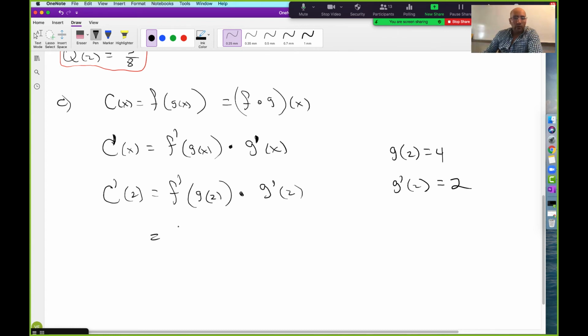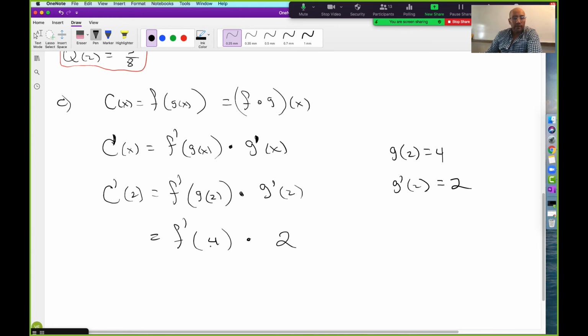Okay, so then this is going to be f prime of g of 2, which is a 4, times g prime of 2, which is a 2. And now we need this. What is the slope of the line tangent to the f function at 4?